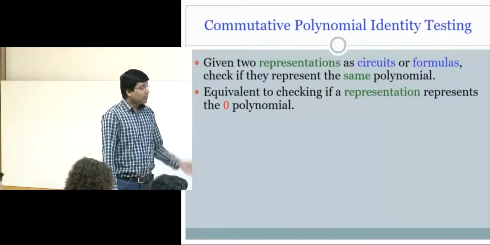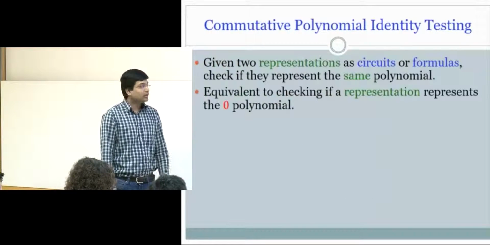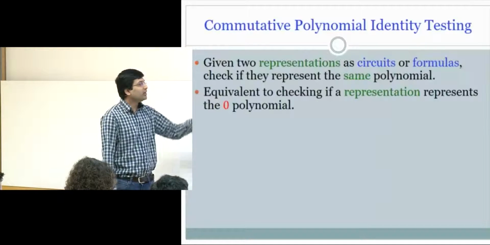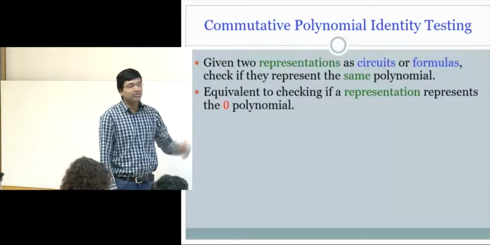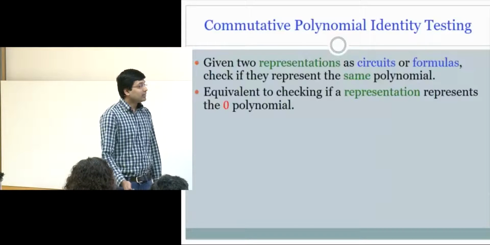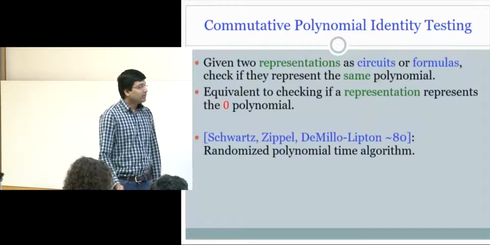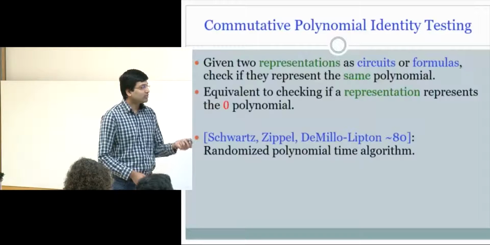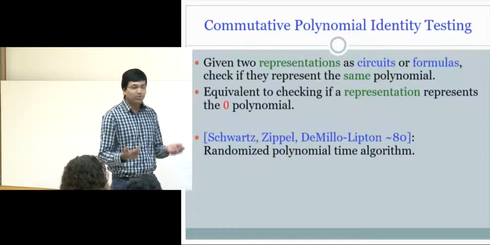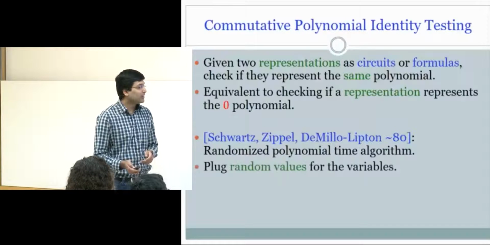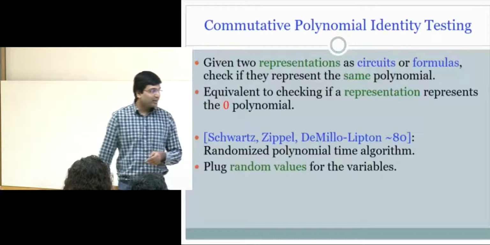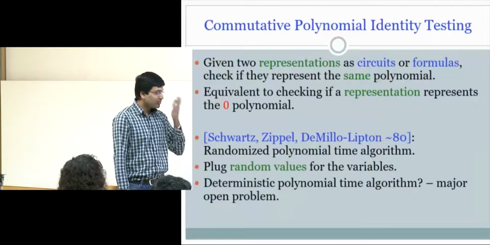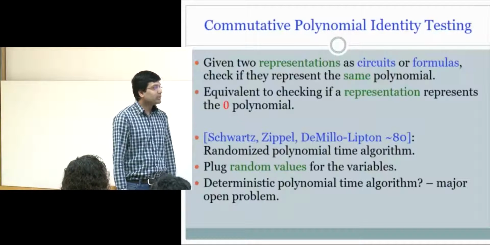And the problem is, given two representations as circuits or formulas, check if the representations compute the same polynomial or not. Equivalently, you can check whether the representation computes the zero polynomial by just adding a subtraction gate at the top. And we know that there's an efficient randomized polynomial time algorithm for this problem, due to Schwarz-Zippel, DeMillo-Lipton, and apparently Ore also independently proved it in 1922. You just plug in random values for the variables, and a deterministic polynomial time algorithm is a notorious open problem. So this we all know.